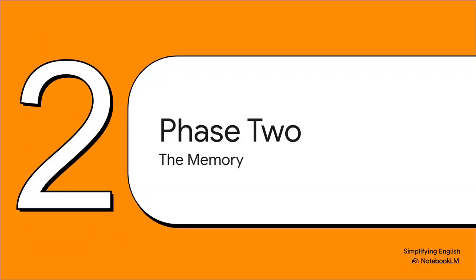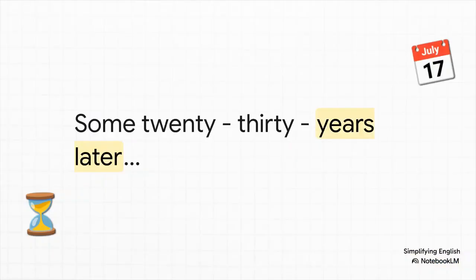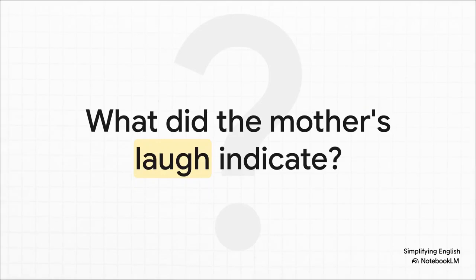Moving on to phase two, the memory. Leaving the childhood beach behind, the poem reads some 20, 30 years later. We get this abrupt and massive jump in time. The mother is now an adult, sitting with her daughter, our poet, and they're looking back at that cardboard snapshot together. The study notes ask another really great inferential question here.